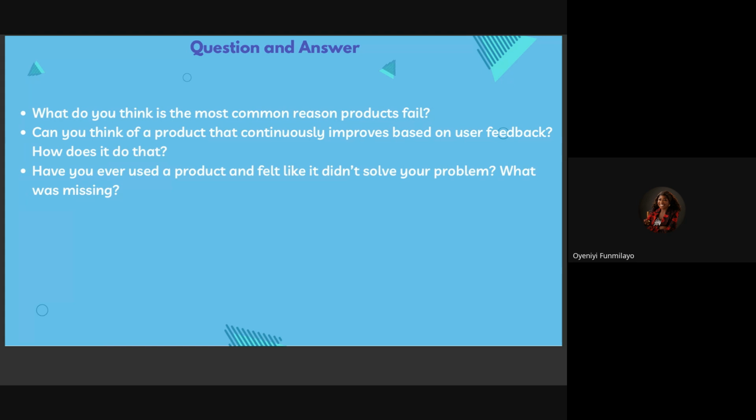One of the reasons why a product fails is that the product does not meet the market needs. So if people don't need it or don't feel the problem strongly enough, adoption will always struggle. Can you hear me? Yeah, I heard you.